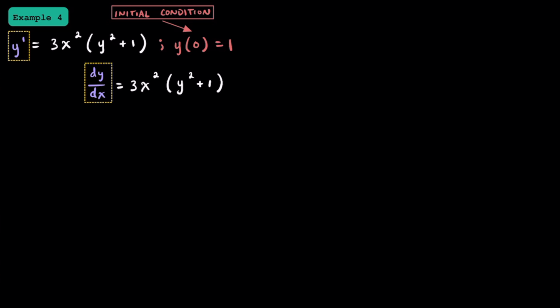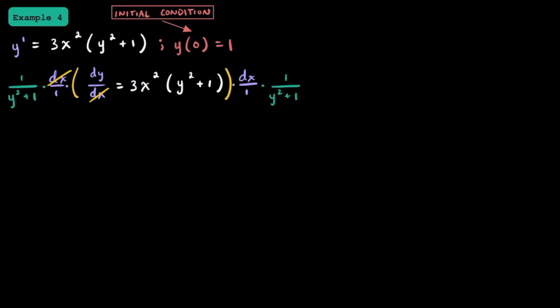Let's start by rewriting our y prime as dy over dx, then work on separating our variables. To get all our y's on the left and our x's on the right, let's start by multiplying both sides by dx to cancel them out on the left side. Then multiply both sides by 1 over y squared plus 1 to cancel them out on the right side to get it over to the left. By doing this, we'll get this new equation with all our y terms on the left side and all our x terms on the right side.